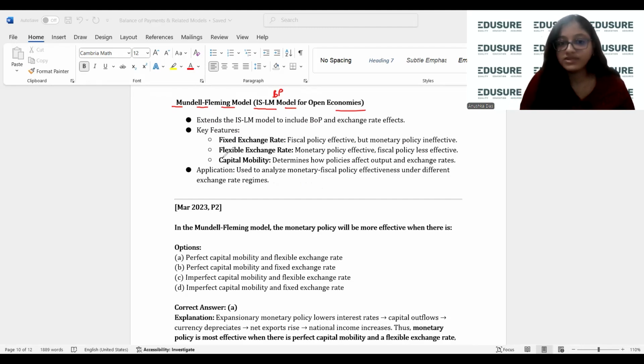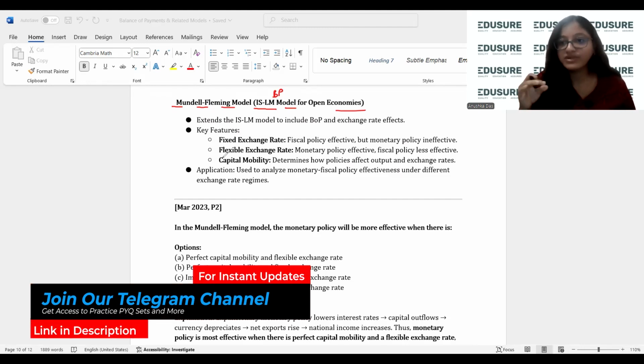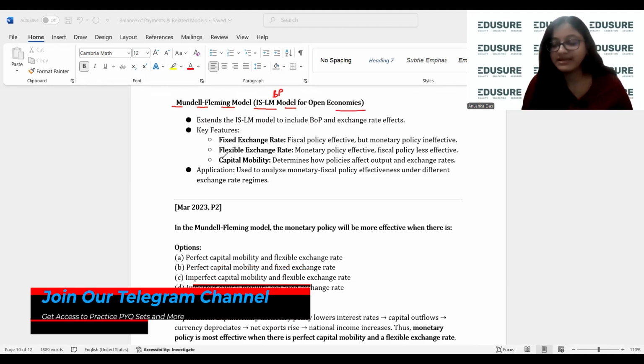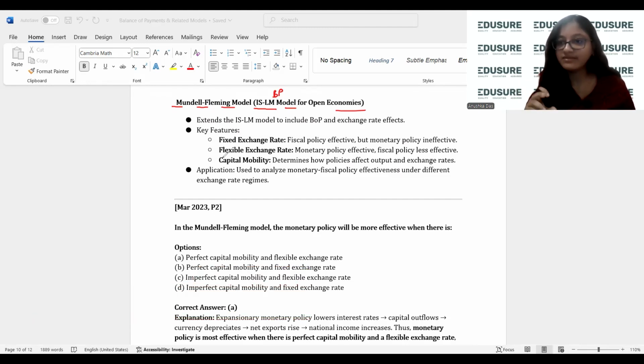What will be the consequences of perfect capital mobility and fixed exchange rate on the policy implications? Perfect capital mobility, flexible exchange rate on policy implications. So only the effects are important, and that is what we will study here. The Mundell-Fleming model is basically the IS-LM model for an open economy. We are including the effect of exchange rate in our model. It extends the IS-LM model to include the BoP concept and the exchange rate effects.